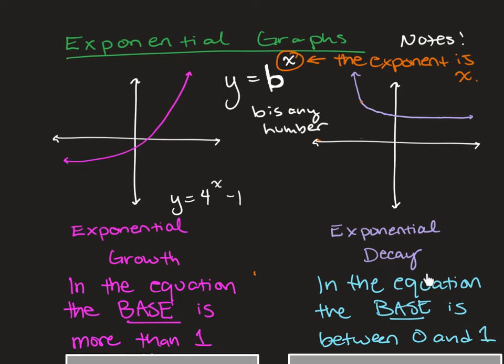For exponential decay, the base has to be between 0 and 1. So maybe this equation was something like y equals 0.5 to the x, and then plus 3. That plus 3 just kind of moved this up. The minus 1 just kind of moved this one down. But again, the base is between 0 and 1. The exponent is an x. The base here is more than 1. So that was exponential graphs.